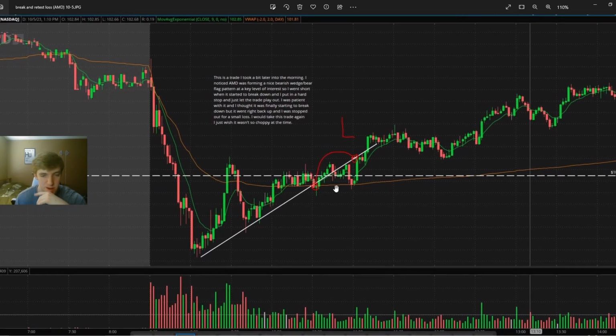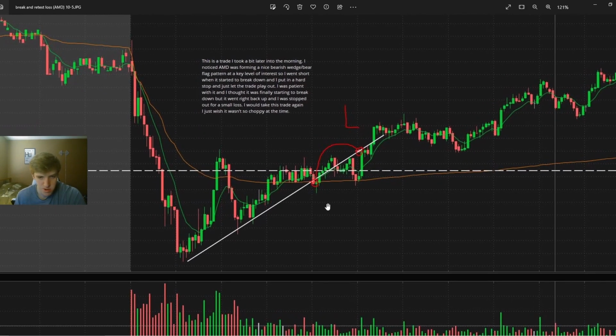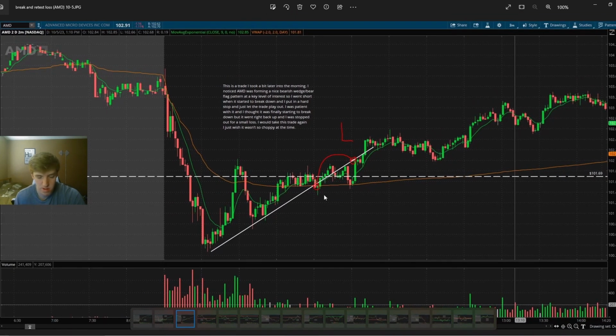This was a loss on AMD. We started to reject this key level as well as we broke this uptrend, and as soon as it broke down through the VWAP, I went short, and it just did not have continuation down. It was a little bit later in the day, so it was kind of choppy, so I took a loss.